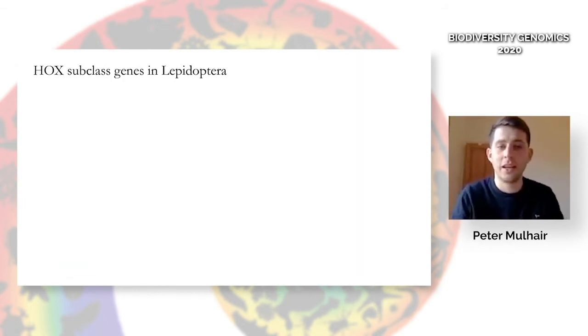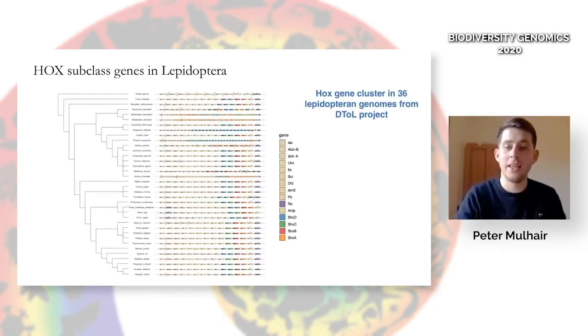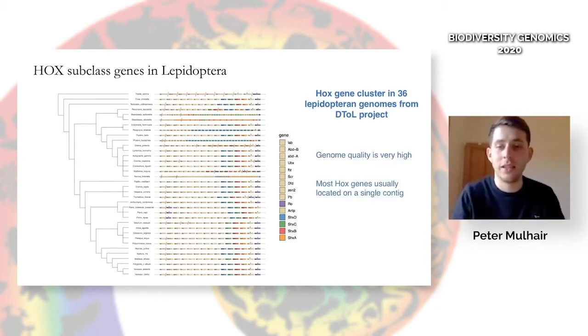So first, we looked at the Hox subclass of homeobox genes. We're able to annotate these genes for the 36 Lepidopteran genomes available. And the first thing to say is that the quality of these genomes is really quite high, and we're able to annotate most Hox genes usually on a single cluster or a single contig.